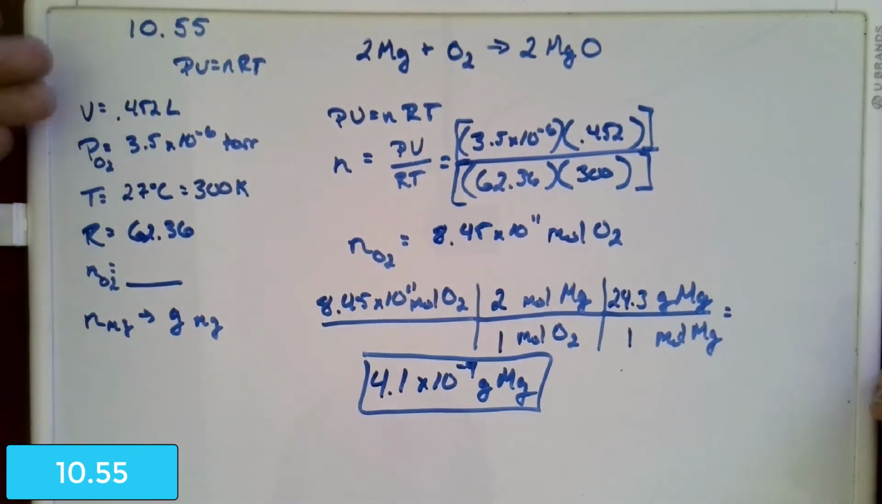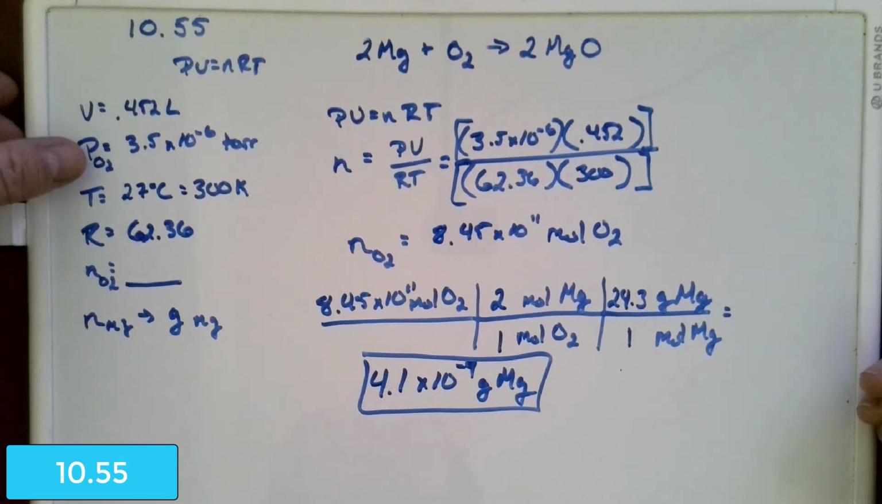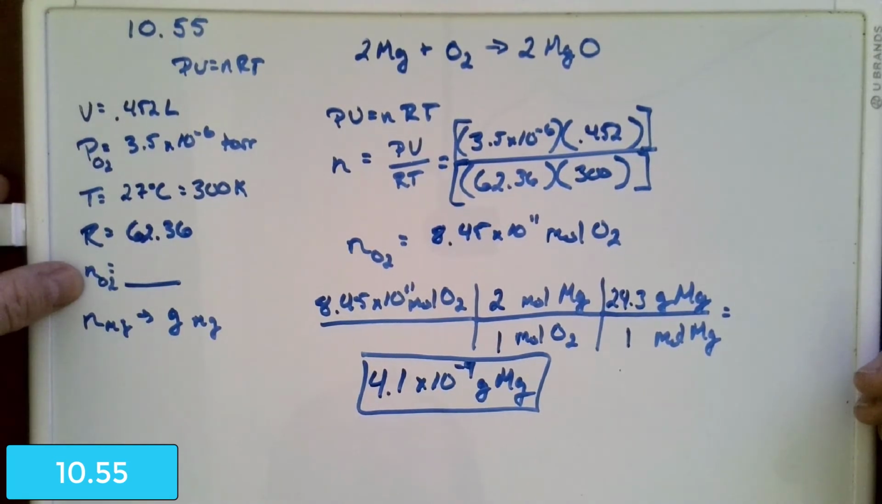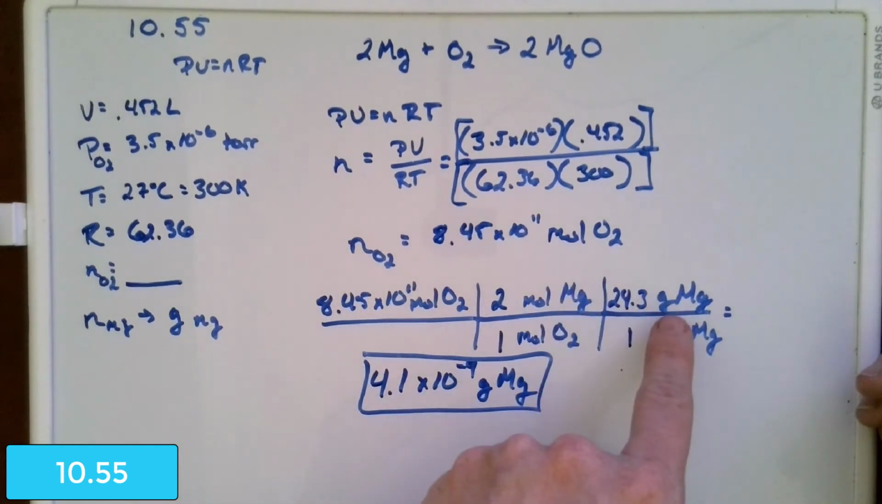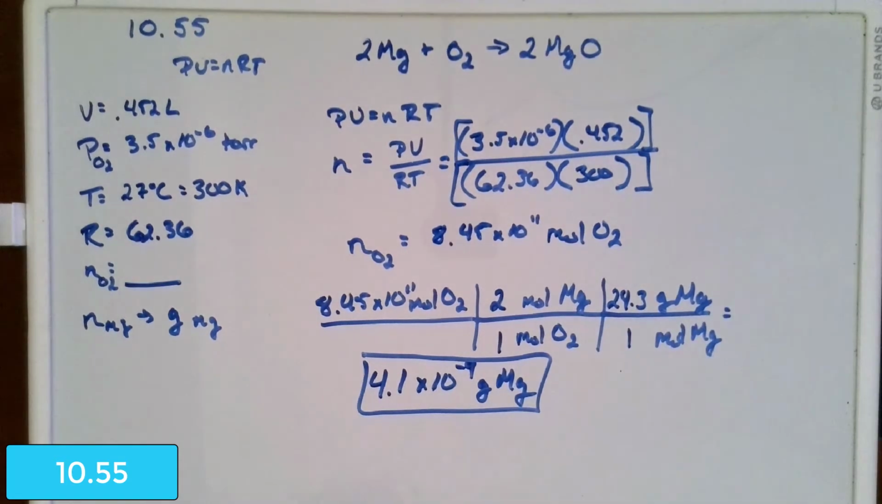Recapping this problem, all of my conditions were for a gas. It was for the O2. Once I knew all the conditions for O2, including the moles of O2, I converted moles of O2 into grams of a solid product that they were asking for, magnesium.